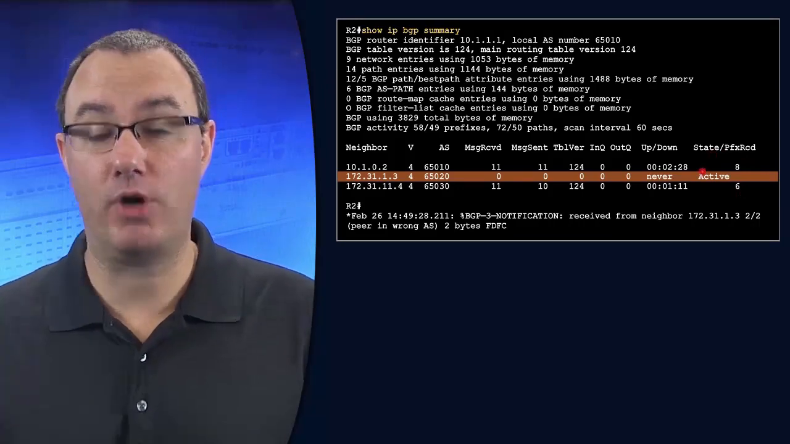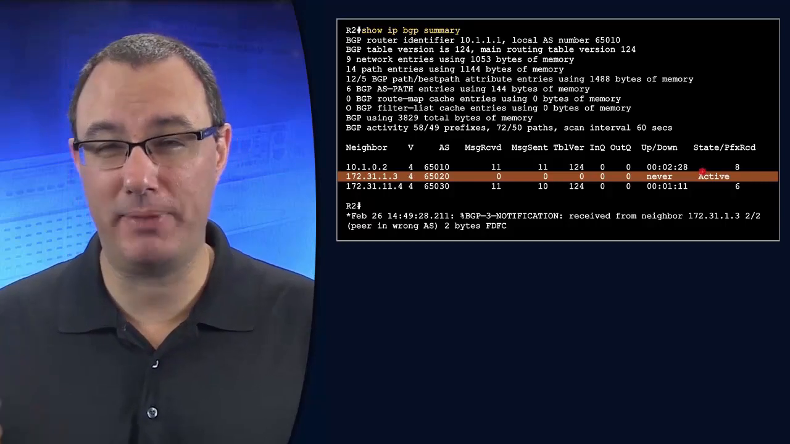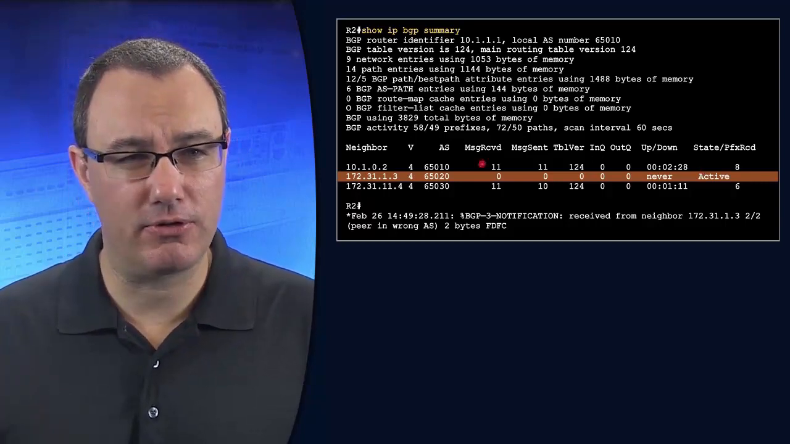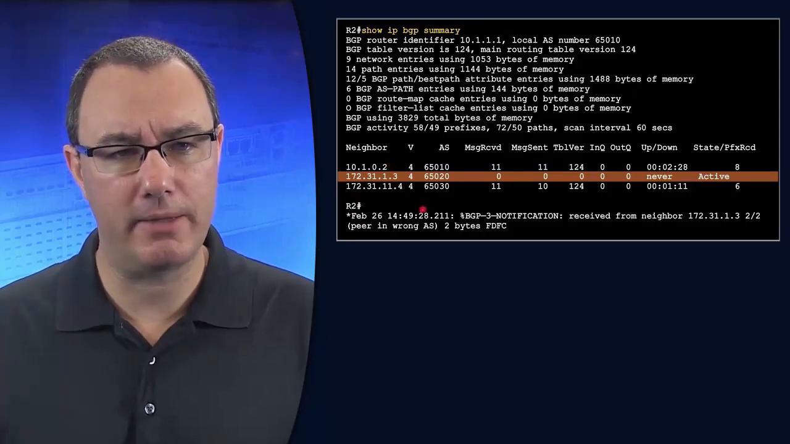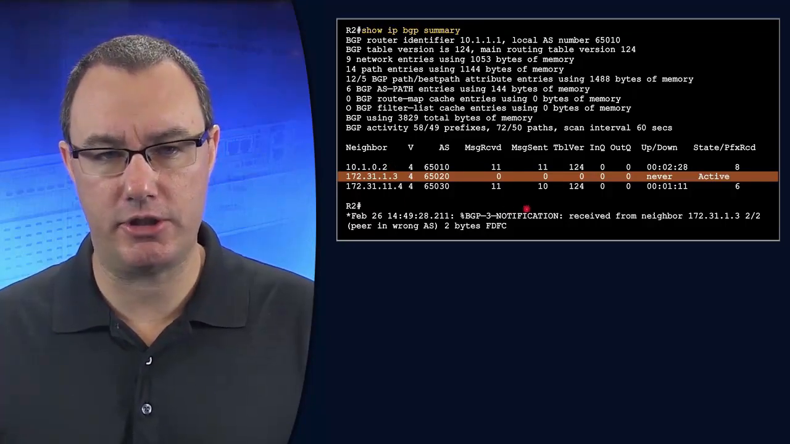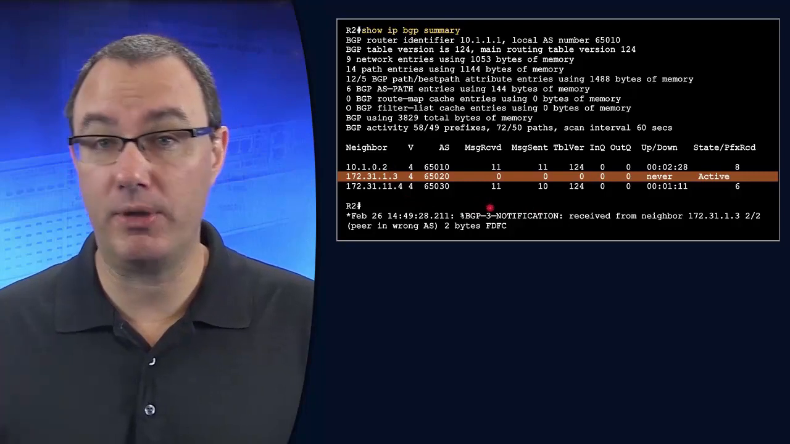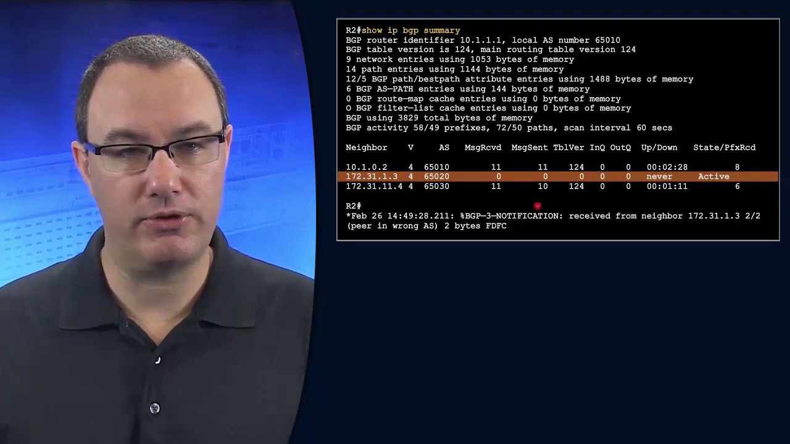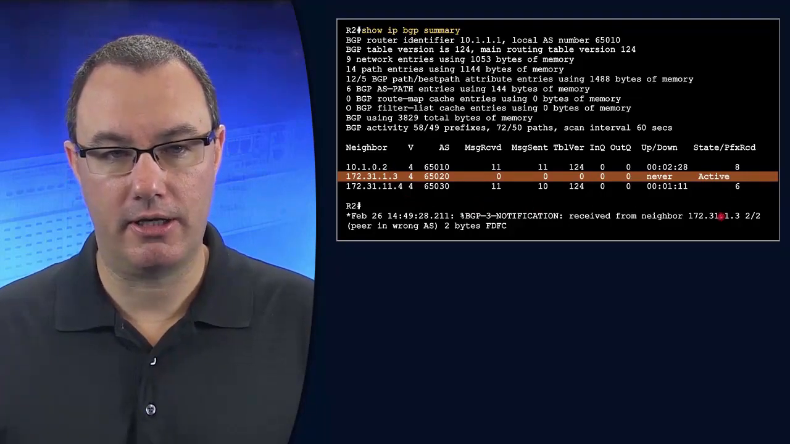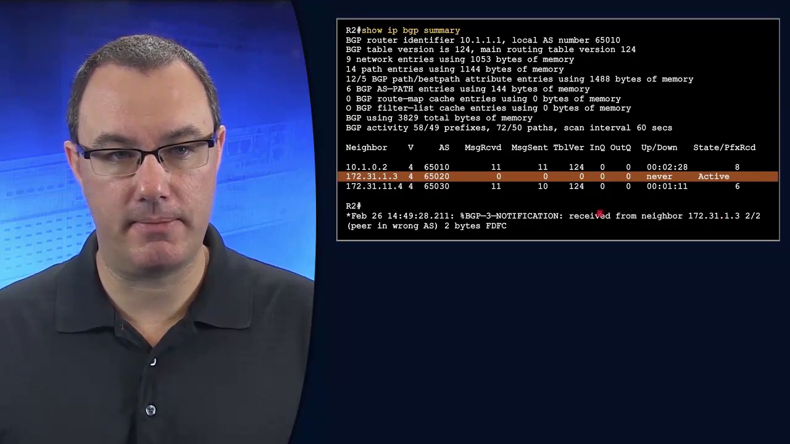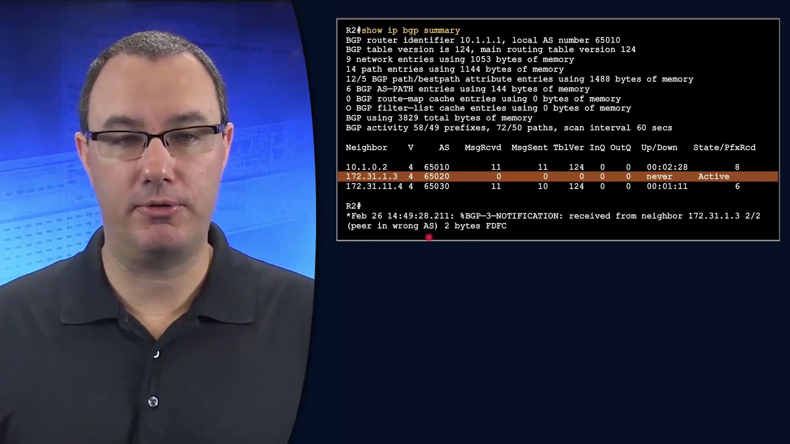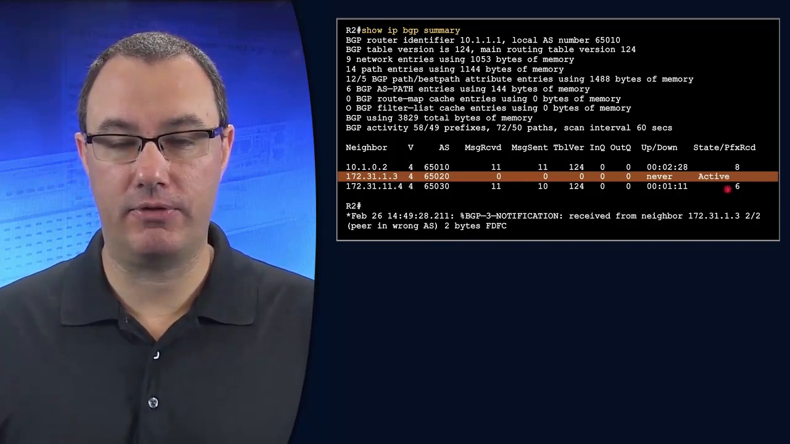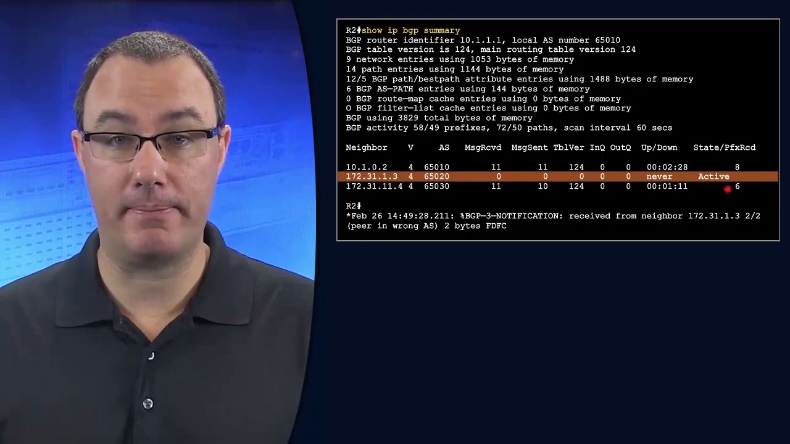Active, we've got a problem, and we are not able to peer with this router for some reason. Do we know what that reason is? Oh, wait a minute. I got a BGP notification. Syslog severity level 3, that's significant. Received from a neighbor, and it's that neighbor that matches up. And it says something about the peer in the wrong autonomous system. So that is a possible cause for seeing active. Make that association, by the way.